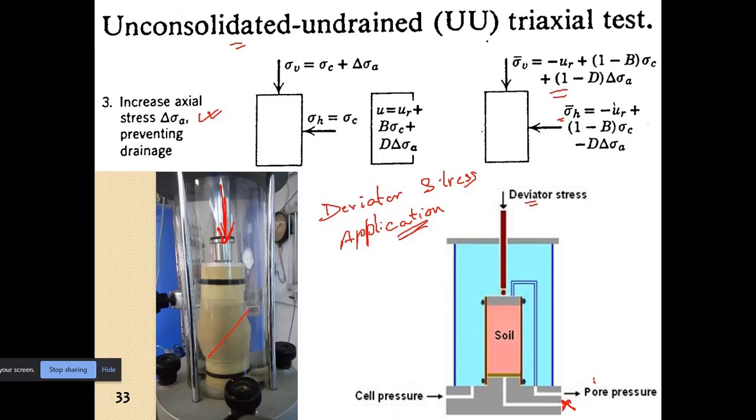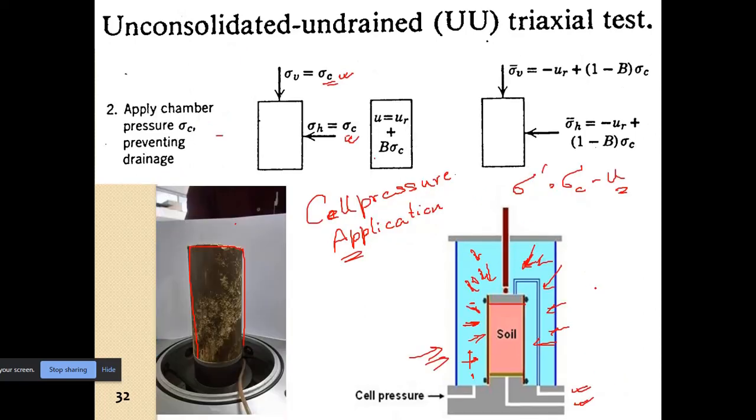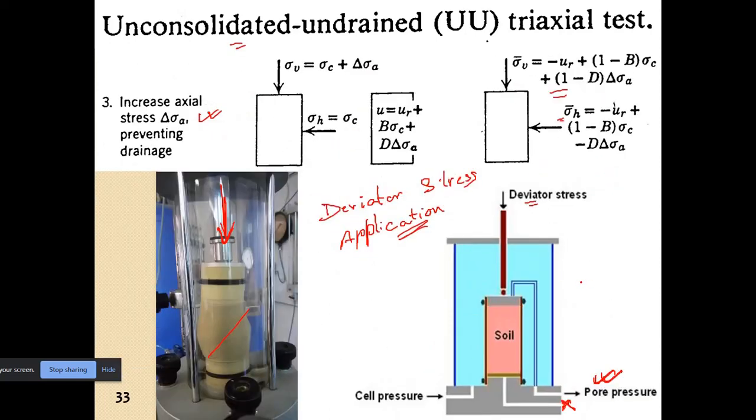But we can measure the pore pressure if we want. We will see the analysis of the result in later classes. So the thing is that no drainage is allowed in any stage. So this is unconsolidated undrained. Why it is unconsolidated undrained, we will see.